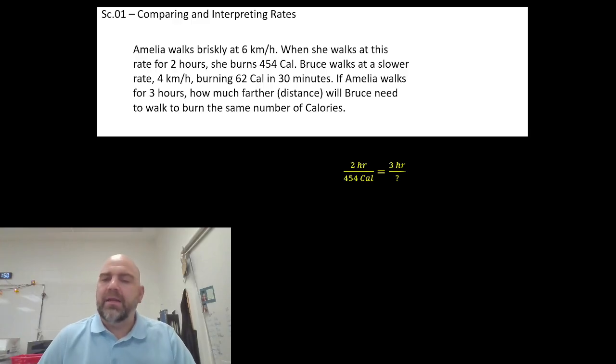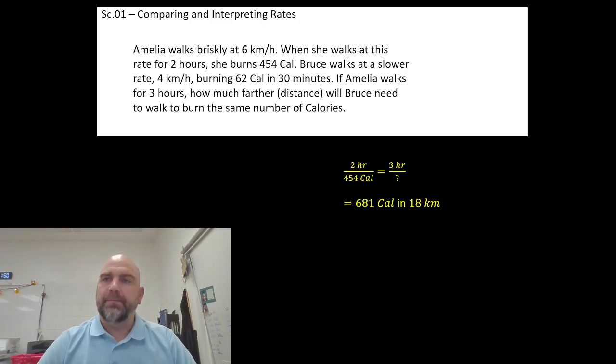I'm going to use a rate, and mine's going to look like this. So I'm going to compare the two. I have 2 hours is 454 calories, and 3 hours is how many? Well, we cross multiply and divide, and you and I should have both got an answer of 681 calories, and she's walked for 18 kilometers. Okay, that's important to know as we're going through this. So we have the calories and we have how far she's walked, and that's in 3 hours.